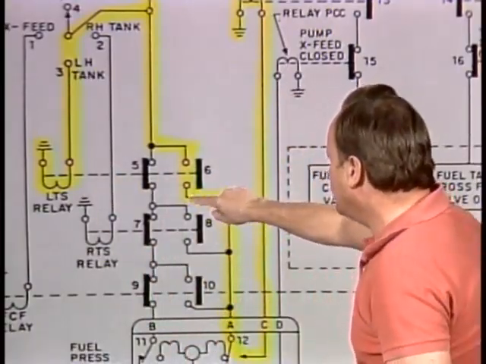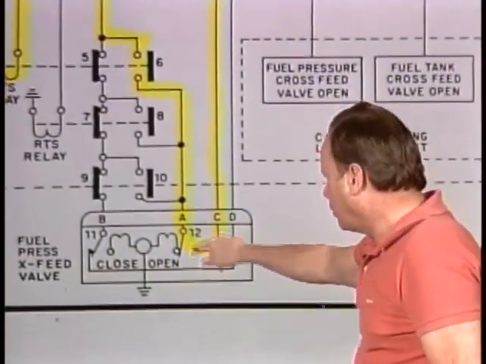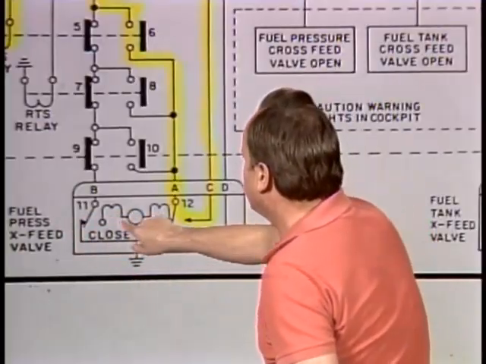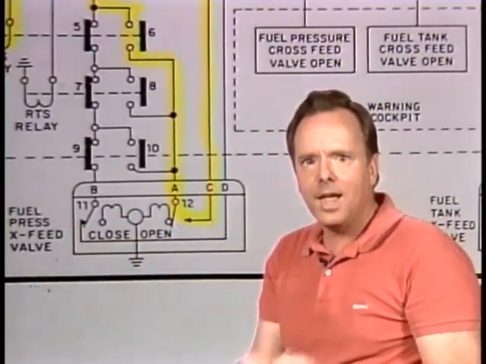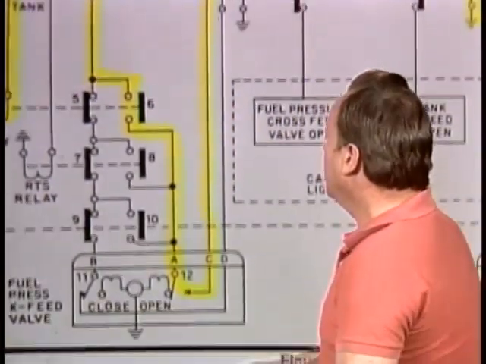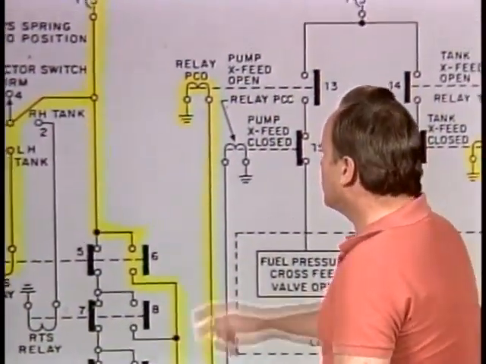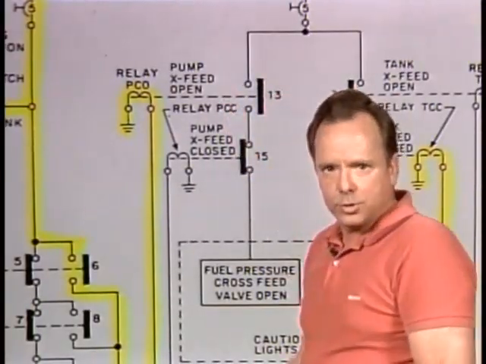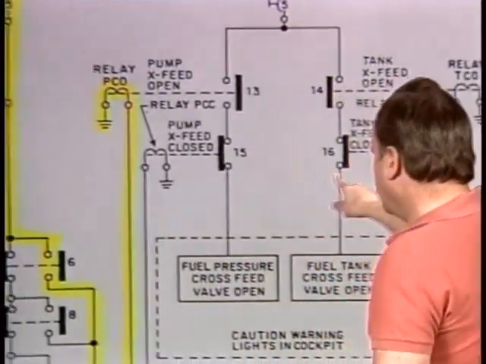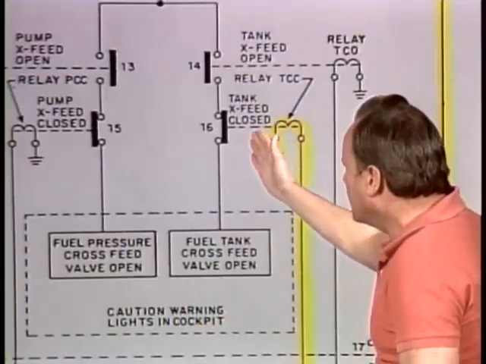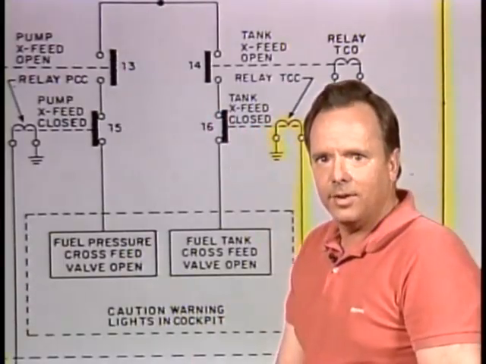Now come down here and you see that we've turned on to terminal 12. We've come to terminal 12, activating this solenoid, and that automatically activates switches 11 and 12. And they act as a pair also. All right, now let's go back up here and see what happens. We've now energized the PCO relay, and all of a sudden that automatically means switch 13 is activated. All right, now we're going to have one other relay that's activated, and that's this relay right here, which is the TCC relay, and switch 16 becomes activated.